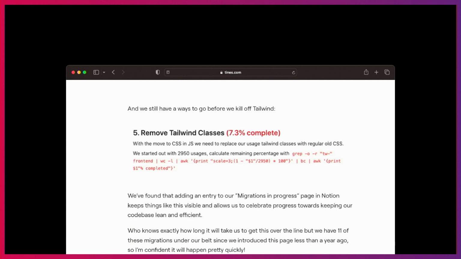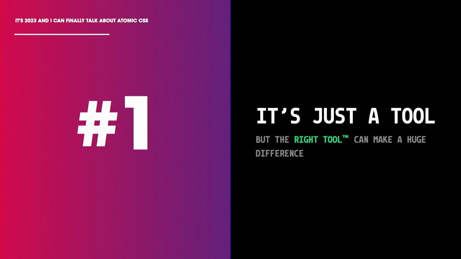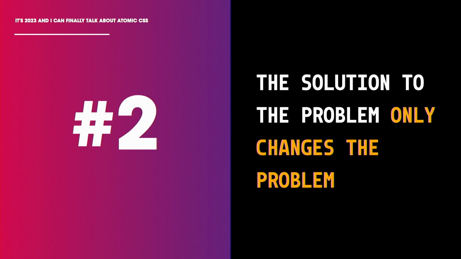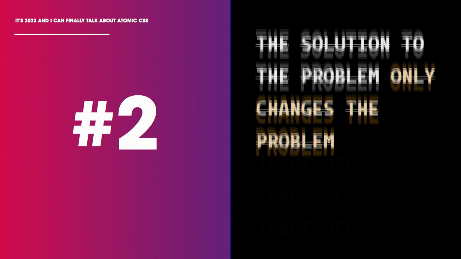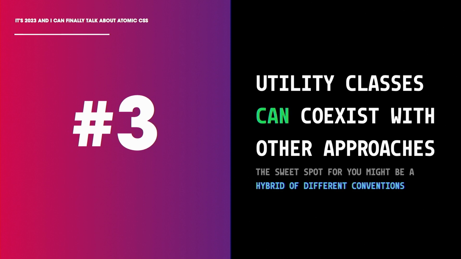And that's something we need to think about. And there are even tools like Vanilla Breeze that is an effort to basically convert utility-first CSS back to semantic CSS. So yes, it is just a tool, but if it didn't work for some people, it's important that we think that the right tool can make a huge difference. The second thing is, and that's also another cliche, but the solution to the problem might only change the problem we have. So just like a lot of other things in front end and tech, we have to think about trade-offs, trade-offs, trade-offs.